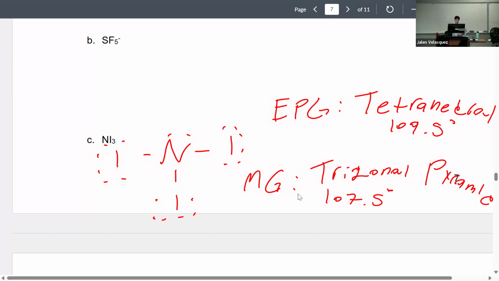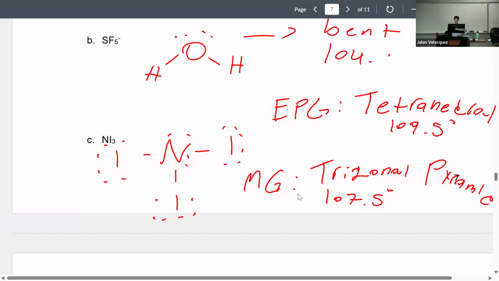So if it had two lone pairs, something like water, the electron geometry is tetrahedral, right? It's got two lone pairs, so what shape is that? It's bent, and we know it's 104.5. So these are just the two molecular geometry angles you need to know. But you need to know all of the angles for the electron geometries. And then, of course, you need to know all the shapes. All right.